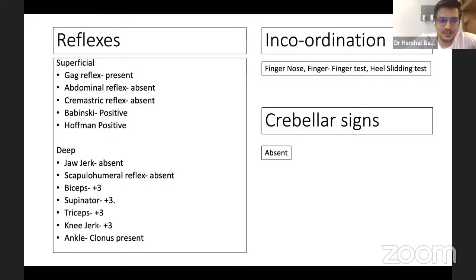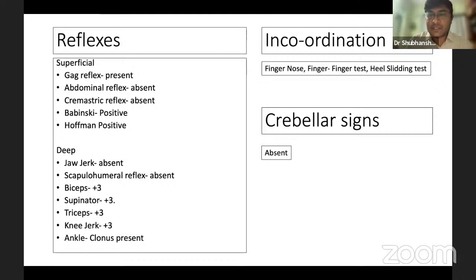Subhanshu, you told supinator is hyperreflexic, right? Yes, sir. Supinator jerk. In your history the level was C5 C6. Do you expect something else in supinator jerk? Sir, if it is at a C5 C6 level, then the supinator will be an inverted radial reflex, which I'm not finding. It was brisk in our case. So the lesion might be above.